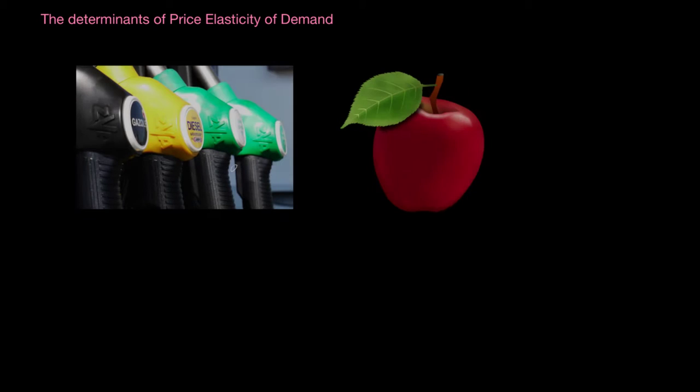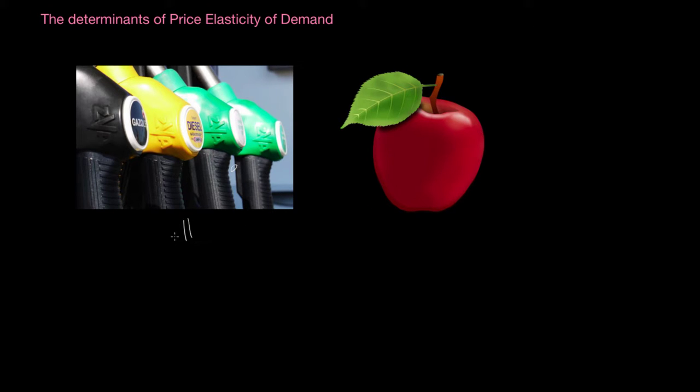I'm going to put several combinations of goods on the screen, and each time I do so, I want you to think about which of these two goods is likely to have the more elastic demand and which is likely to have the less elastic demand. Let's start with gasoline and apples. For which of these two goods are consumers likely to be more responsive to a particular change of price in a particular period of time? What is the difference between gasoline and apples?